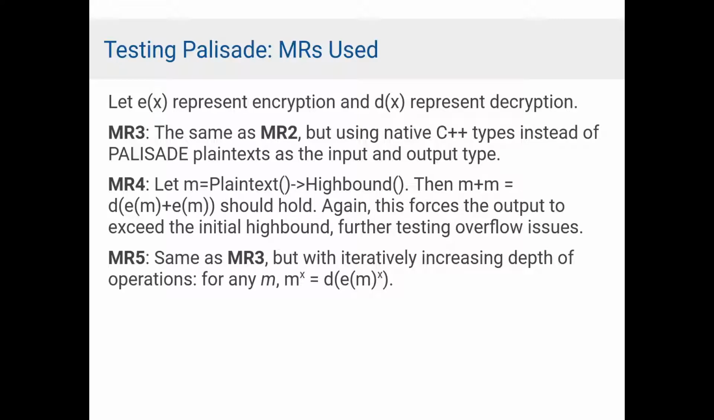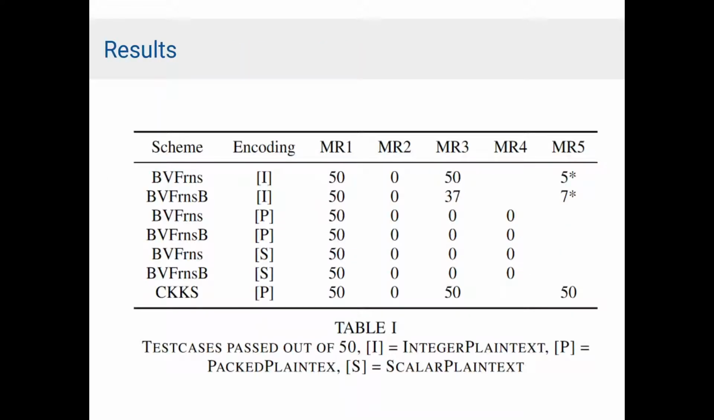Finally, we have MR5, which we decided to use for those schemes which actually did pass MR3, and we wanted to see if we can somehow force overflow issues anyway in some way or another. And so to do that, instead of just squaring once, we multiplied m with itself x times. So what are our results?